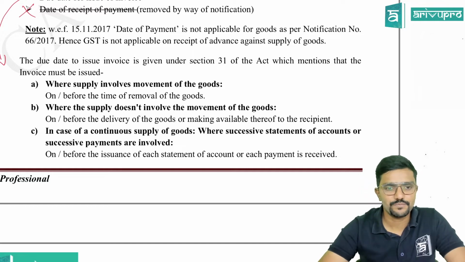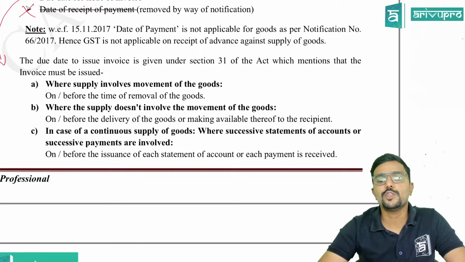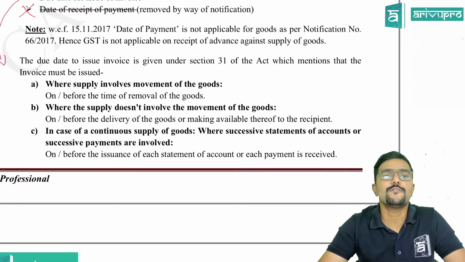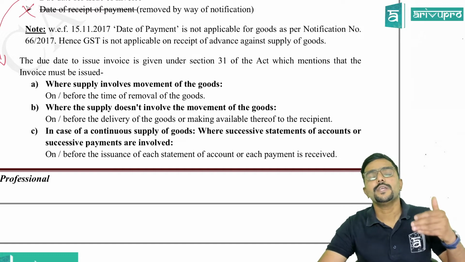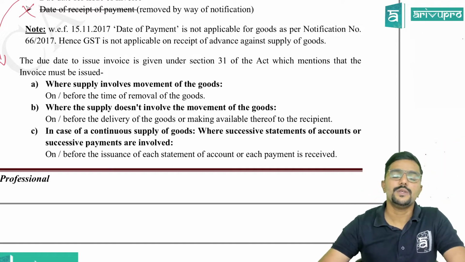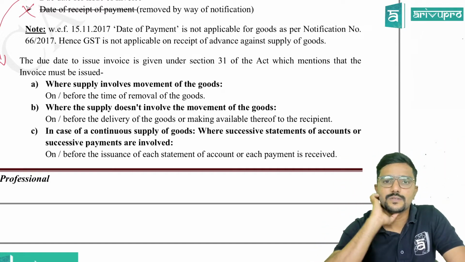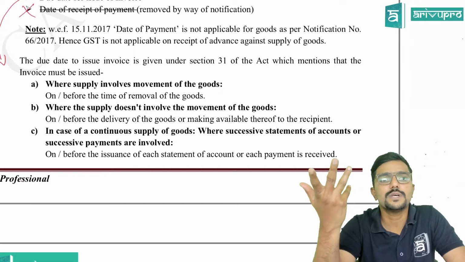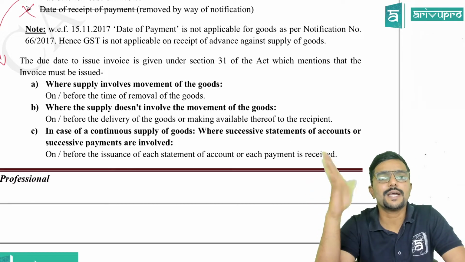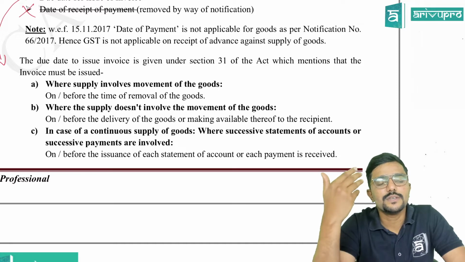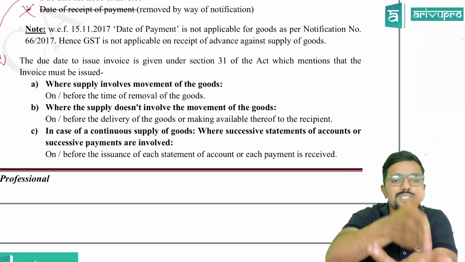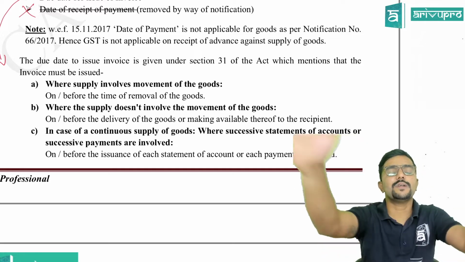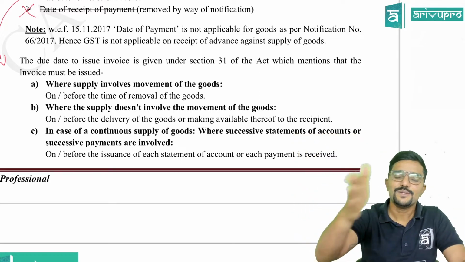Okay. Next, where the supply doesn't involve the movement of goods. There is no movement of goods from supplier to recipient. An example is when you go to a shopping mall and purchase the goods from there only. Is there any movement of goods? No, sir. For example, assume you go to a Tata Chroma. You purchase the laptop, the TV, the refrigerator there. In that case, you went to the supplier's place and bought the goods there only. Agree? So there is no movement.